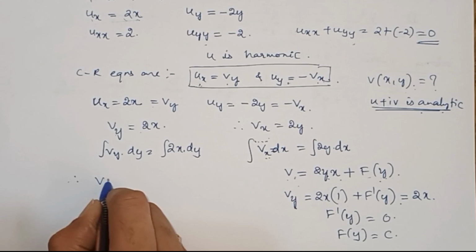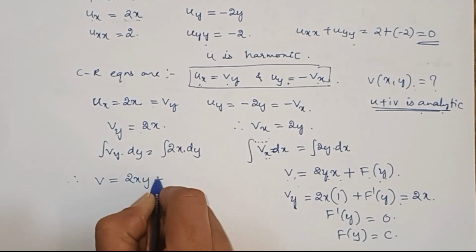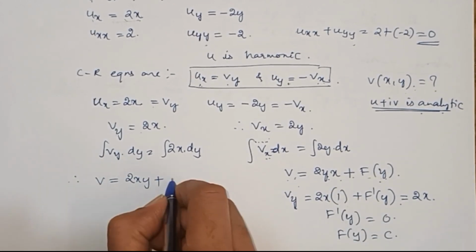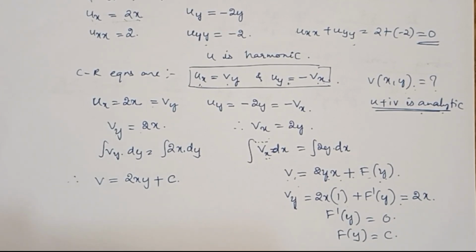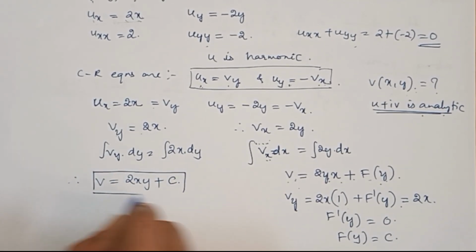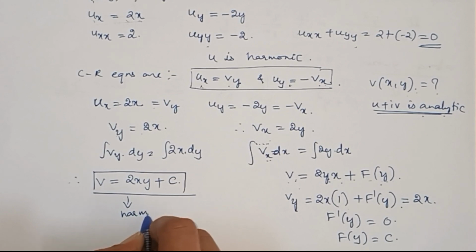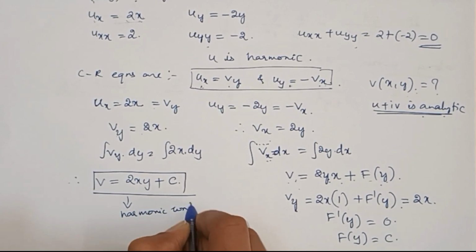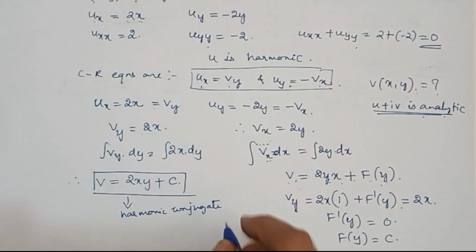Therefore, I got v is equal to 2xy. Let me substitute here f of y equal to some constant c. So, this is the harmonic conjugate of the given function u.